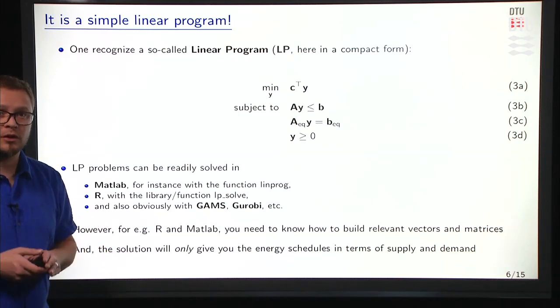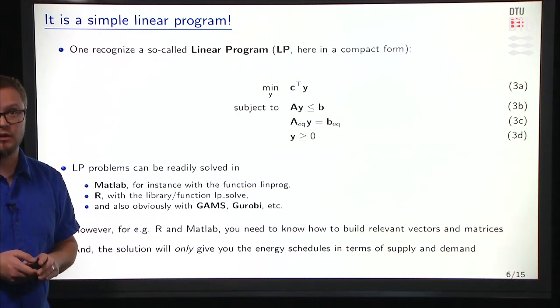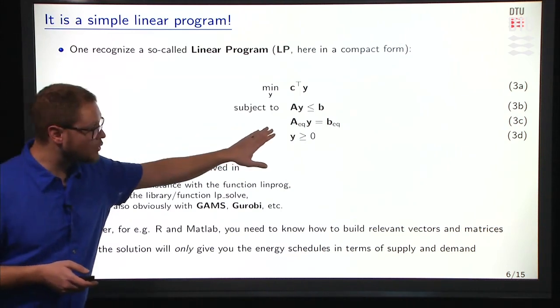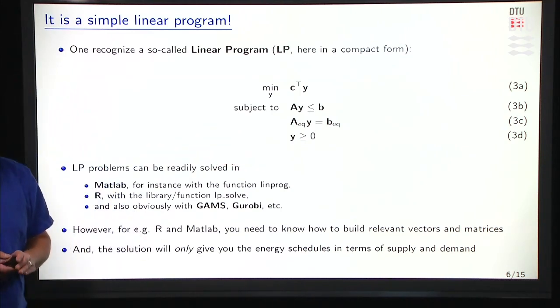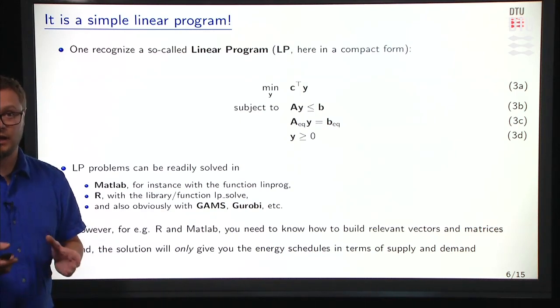However, in programs like R and MATLAB, you will need to write the vectors and matrices yourself. So how you populate this vector, how you populate these matrices, you will have to do it yourself. Eventually, when we solve this linear program, we will get as output the generation schedule and the demand schedule. So that means some of the key outcomes we want out of our market clearing.